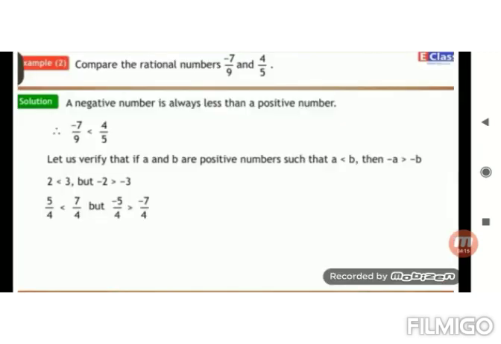The next example we take is minus 7 upon 9 and 4 upon 5. Here one number is negative, the other number is positive. So we know that a negative number is always smaller than a positive number. So we can tell that minus 7 upon 9 is smaller than 4 upon 5.